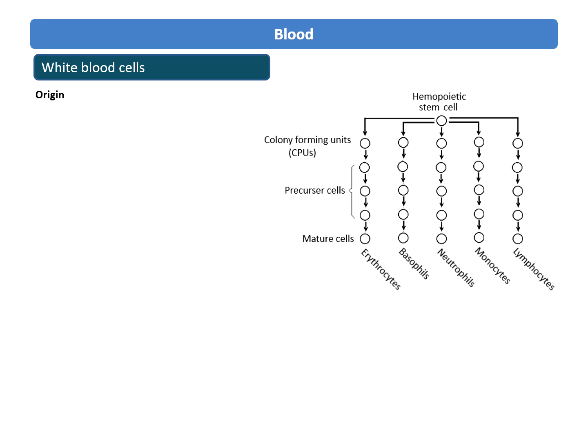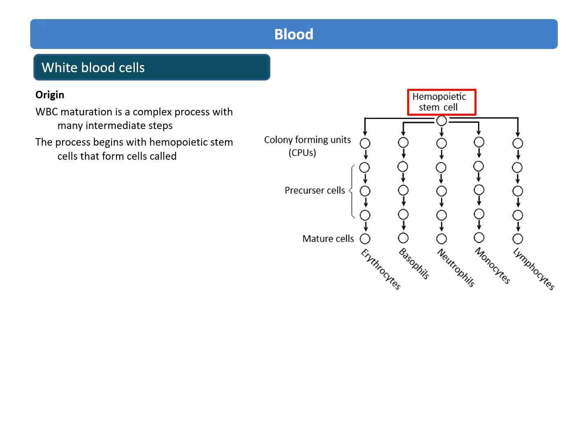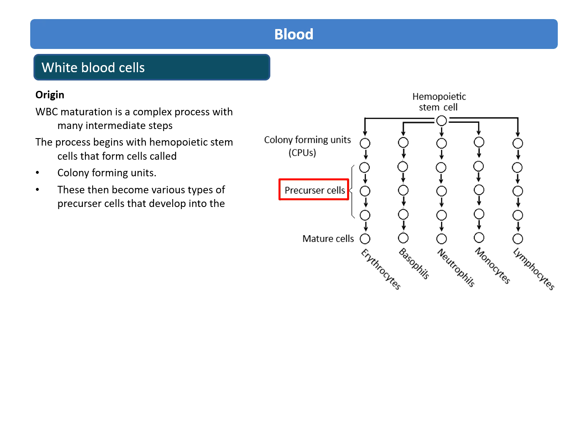What about the origin of white blood cells? Well, white blood cell maturation is a complex process with many intermediate steps. It begins with hemopoietic stem cells that form cells called colony-forming units. We mentioned these a little earlier. These then become various types of precursor cells, intermediate cells, that develop into the 5 types of white blood cells.